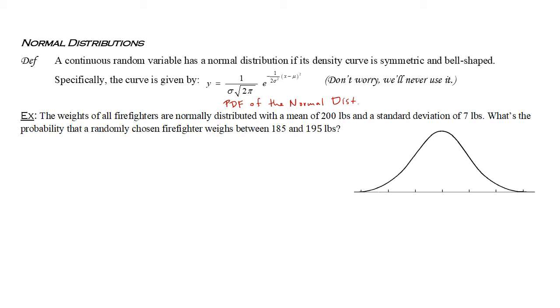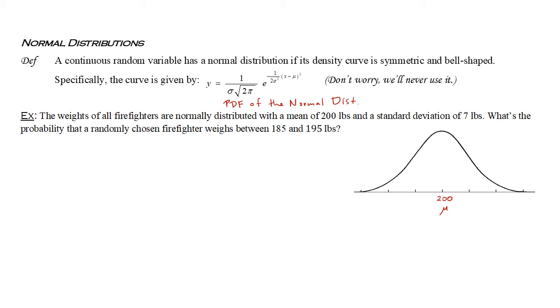problems. So suppose that the weight of all firefighters are normally distributed with a mean of 200 pounds and a standard deviation of 7 pounds. What's the probability that a randomly chosen firefighter weighs between 185 and 195 pounds? Since we know that the mean is 200 pounds, we know that the middle value of our normal distribution is exactly 200. So that's where the mean goes, right in the middle.